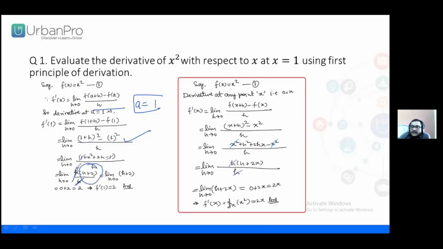So this is the simplest form. Now we can simply replace the value with h equal to 0. So after writing h equal to 0, we can find out the value of derivative at 1 equal to 2.